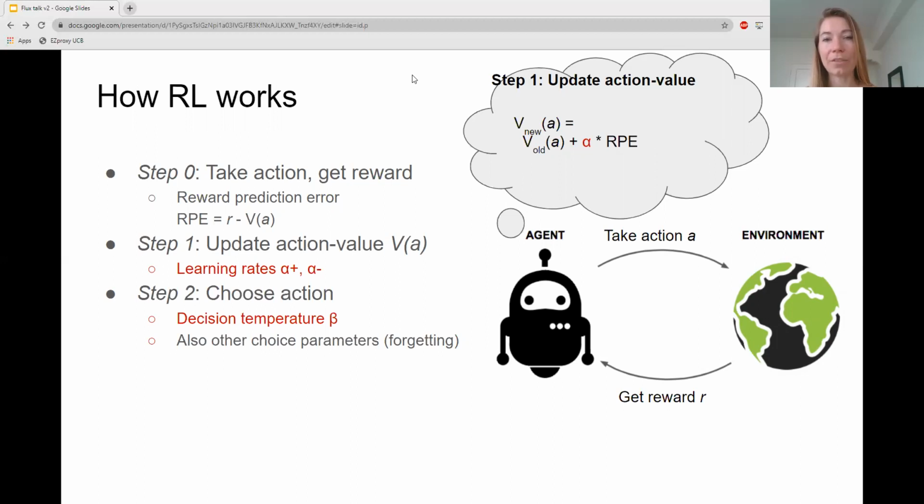After updating action values, the learner is ready to choose the next action. This step is simple. The child translates her action values into action probabilities using a so-called softmax function. She then chooses one action according to these probabilities. The translation of action values into probabilities is controlled by parameter beta, the so-called decision temperature. A high decision temperature will choose actions of any value, whereas a low decision temperature will focus on just the highest valued actions.